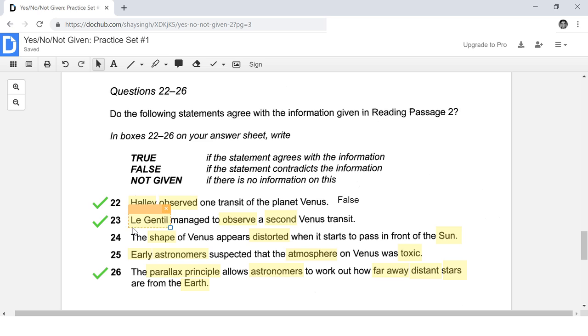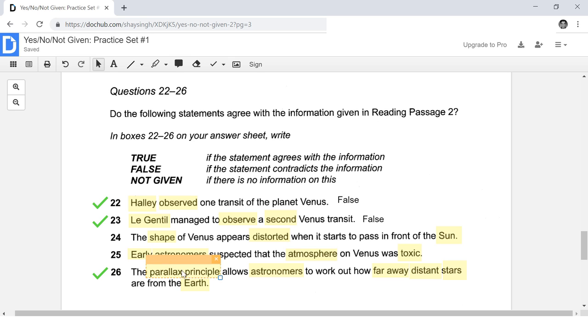So here it says, Le Gentil managed to observe a second Venus transit. Well, did he? No, the next transit could not be observed because his vision was clouded. His view was clouded at the last moment. So the answer here is going to be false as well. This is false. Now, let's move on to number 26.